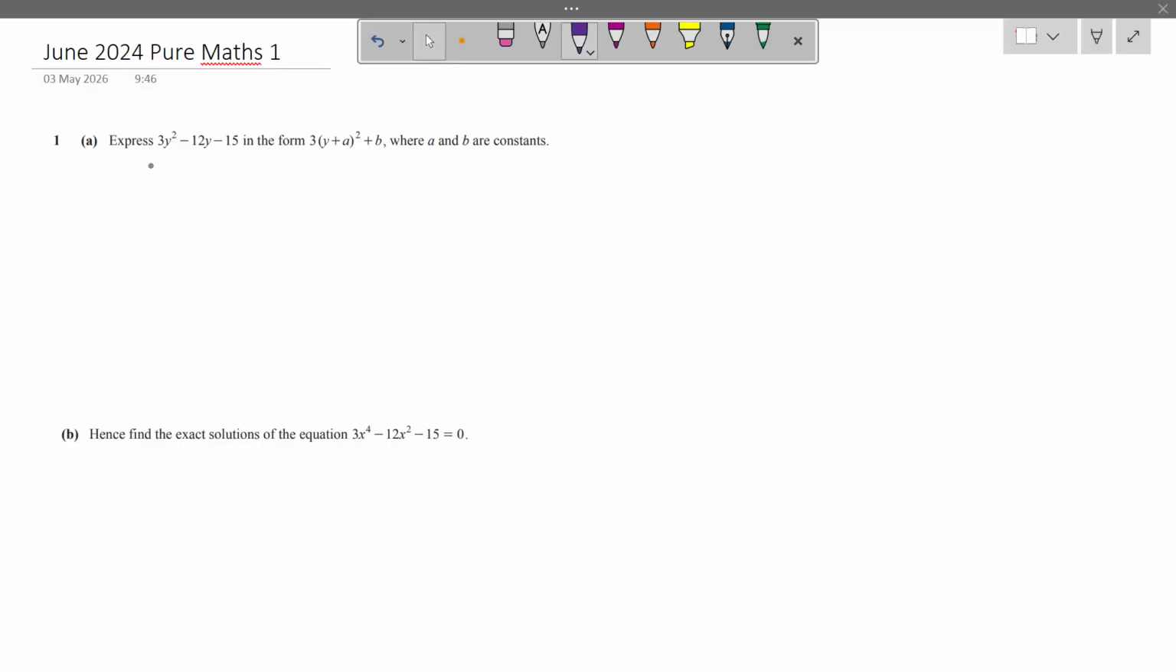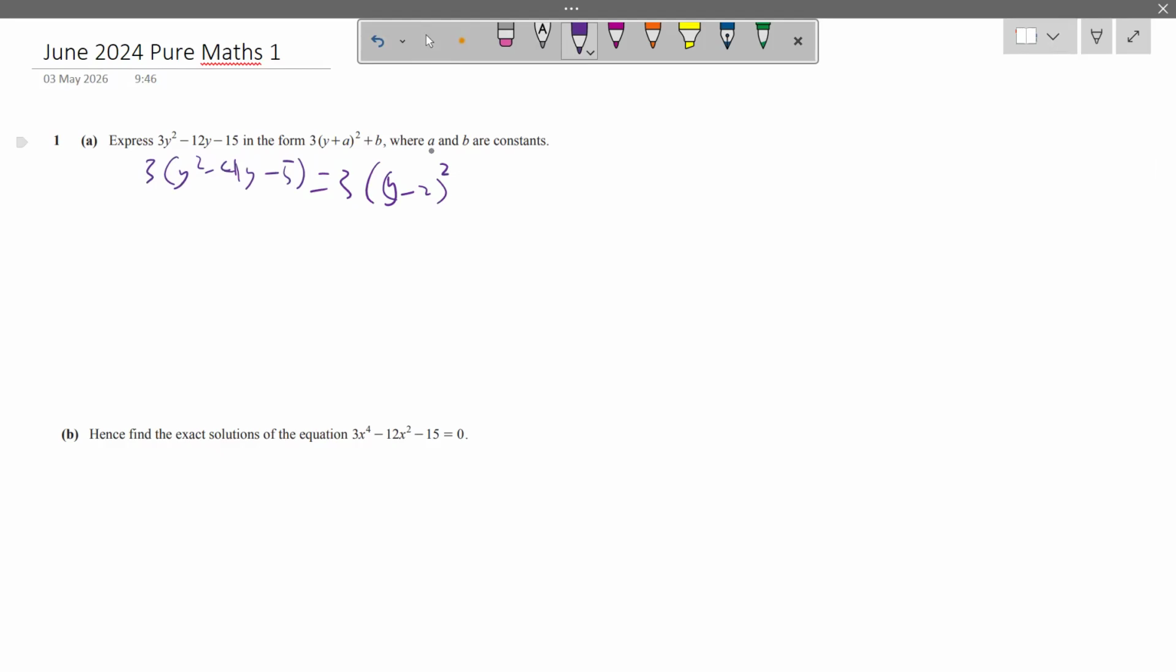So first we have this quadratic. Express 3y squared minus 12y minus 15 in this form where a and b are constants. So how do we do this? We first have to factor out 3 from this expression. So I've factored out 3. So we've got 3 and then y squared minus 4y minus 5. And then now we're going to complete the square inside the bracket, which is 3, and then we have y minus 2 squared.